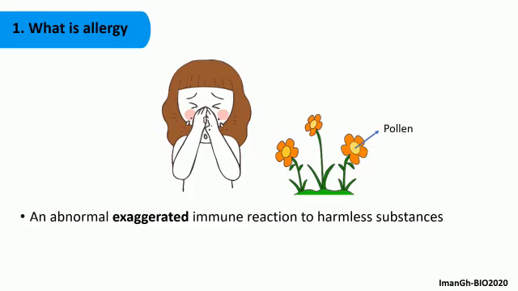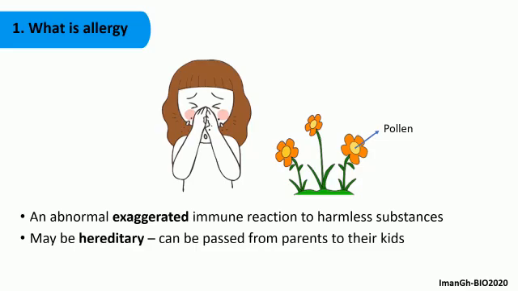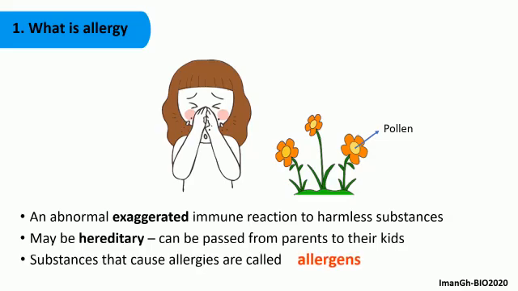Allergies might be hereditary. That's why your dad, sister, or grandmother might be also allergic to the same substances as you. Any substance that causes allergy, such as pollen in flowers, is called an allergen. Remember that an allergy caused by pollen is called hay fever.